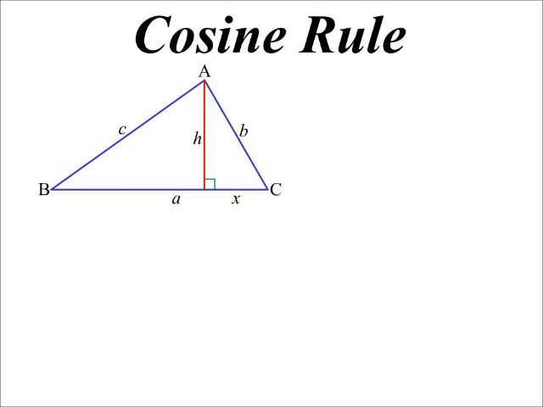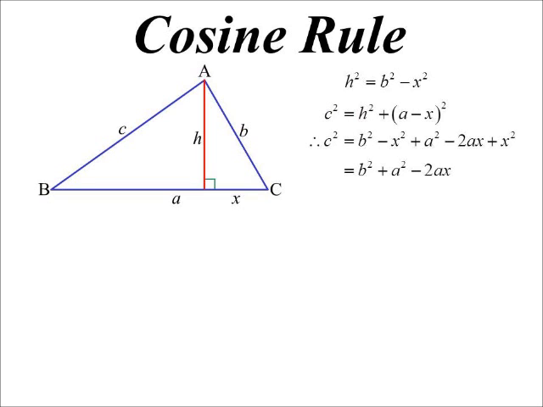So h squared, using Pythagoras, I could say would be the same as b squared minus x squared. I'll just label x there, that little distance down the bottom. And c squared, going to the other right angled triangle, I could say is equal to h squared plus a minus x squared. So if I eliminate the h squareds, I end up with, eventually, c squared is b squared plus a squared. There's the Pythagoras' theorem. But we have this additional bit, because it's not a right angled triangle, of minus 2ax, where x is just this piece of the base.